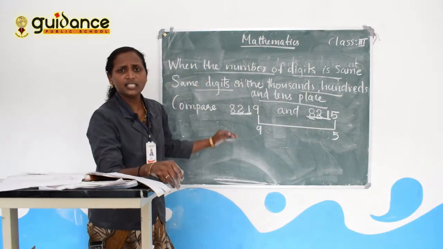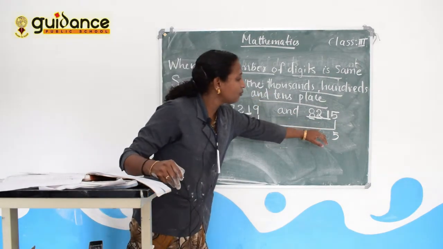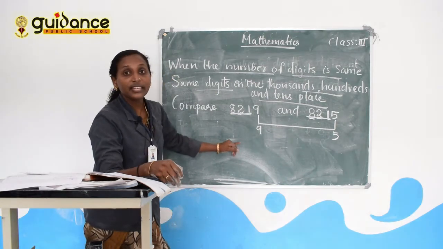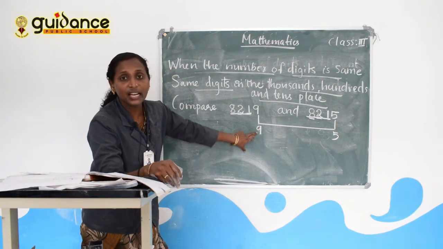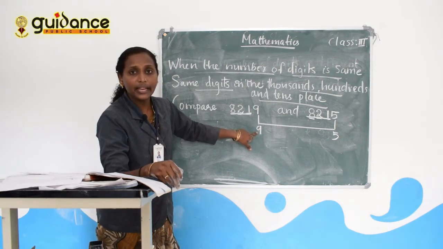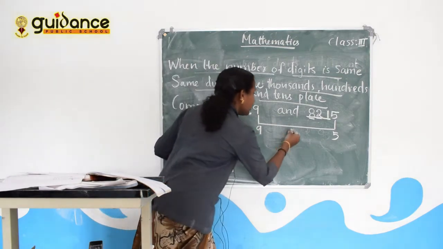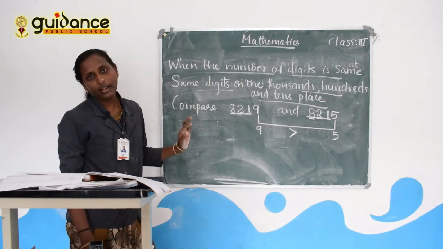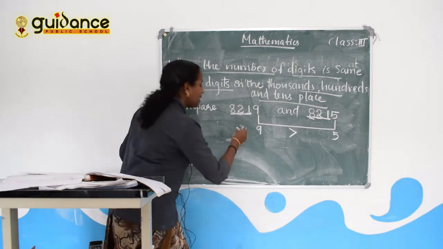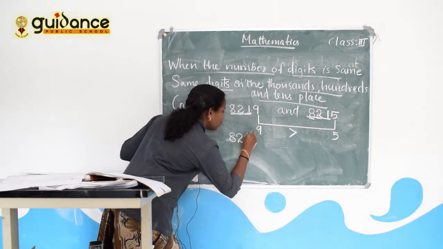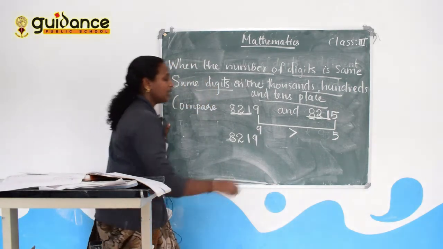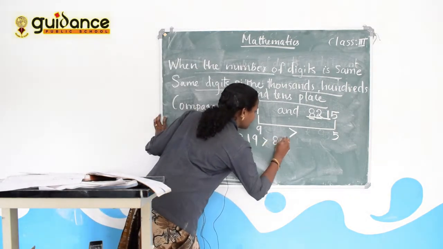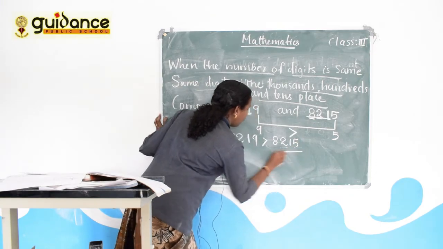Which is the greatest number, 9 or 5? 9 is the greatest number. That means 9 is greater than 5. So that means 8,219 is greater than 8,250.